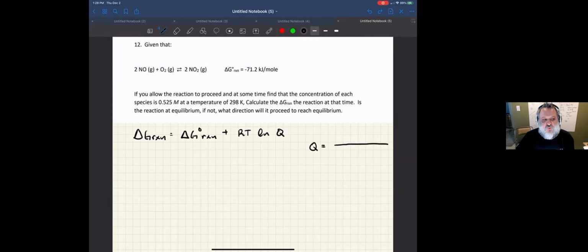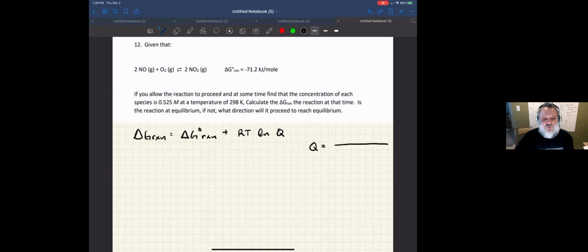So we get this question. It says we allow this reaction to proceed, and then we find that the concentration of all of the products and reactants is 0.525 molar. So we want to calculate the delta G of the reaction at that time, not the standard, not the delta G naught of the reaction. We want to know the actual delta G, the free energy change of the reaction at that moment in time.